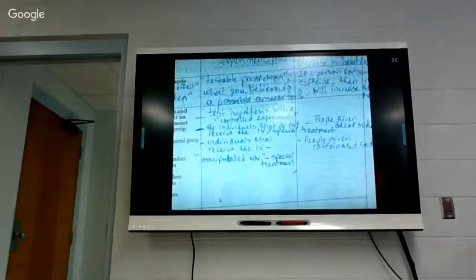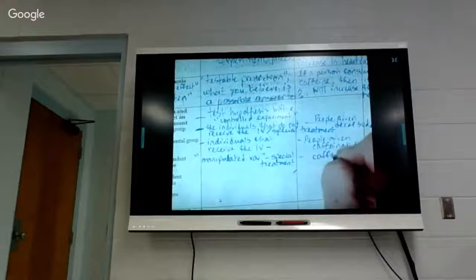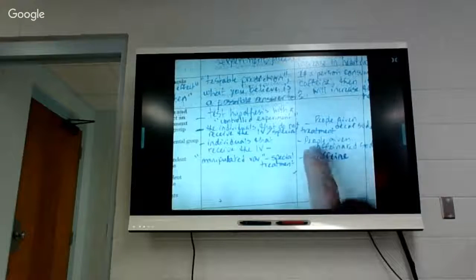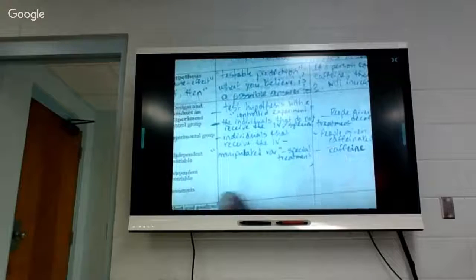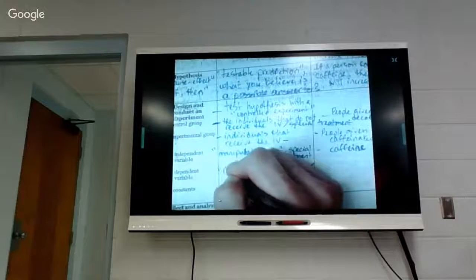So this is where folks will get it confused sometimes. They'll say, well, that's the group that got the caffeine. No, that's the actual caffeine itself. So the group will be the experimental group, but they get the caffeine. So the caffeine doses, or in this case, the drink with that percentage caffeine will be the independent variable. All right, so what is the dependent variable? It's called the responding variable.